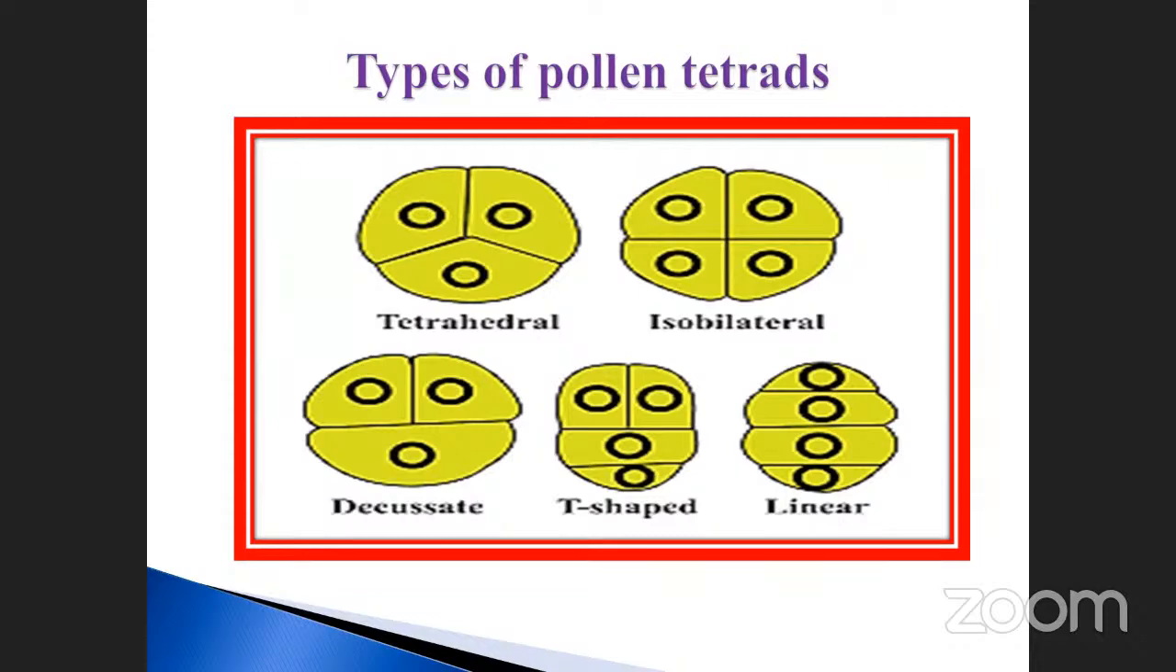What about decussate? Here, see that in the upper part the cells are arranged in an opposite manner, but in the lower part only one cell is present. One cell is present, not nucleus. You have to tell us the pollen. See here, what about this one? T-shaped, just a T. You draw one line here, followed by a T-shaped structure. And another one is called linear. They are arranged in a line, in a linear manner. These are the types of pollen tetrad in nature.